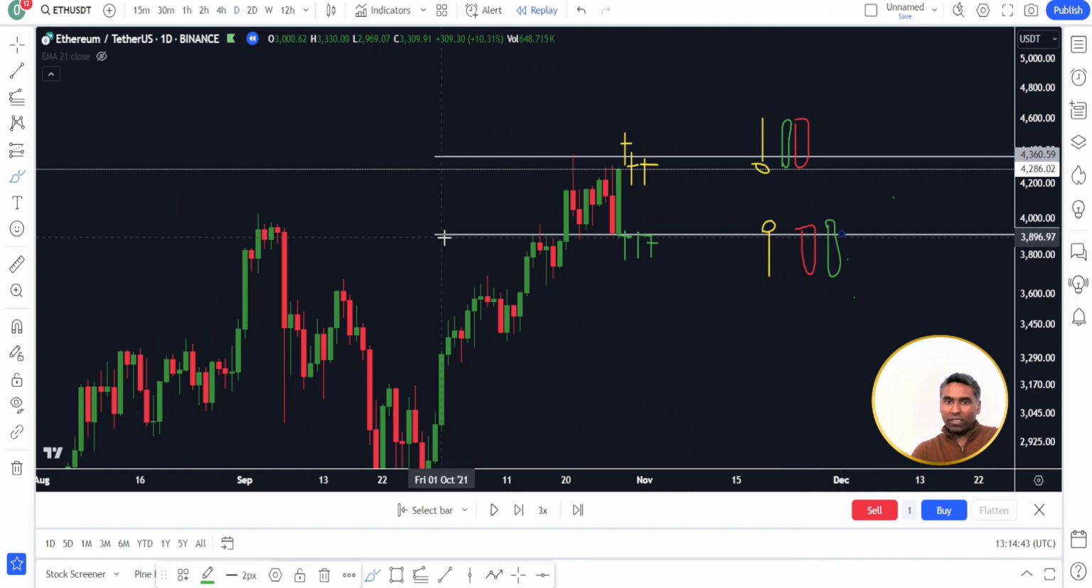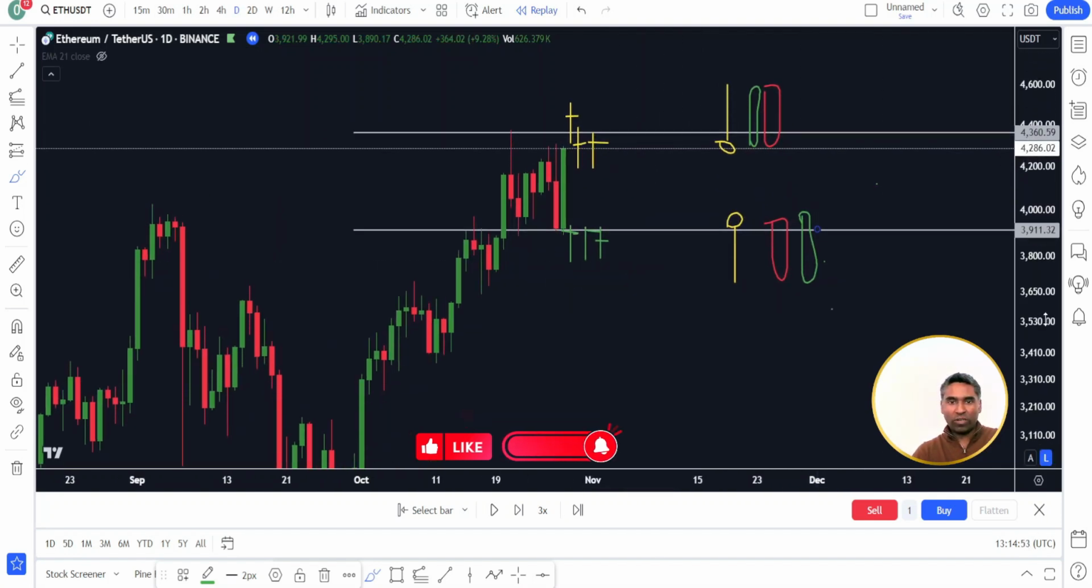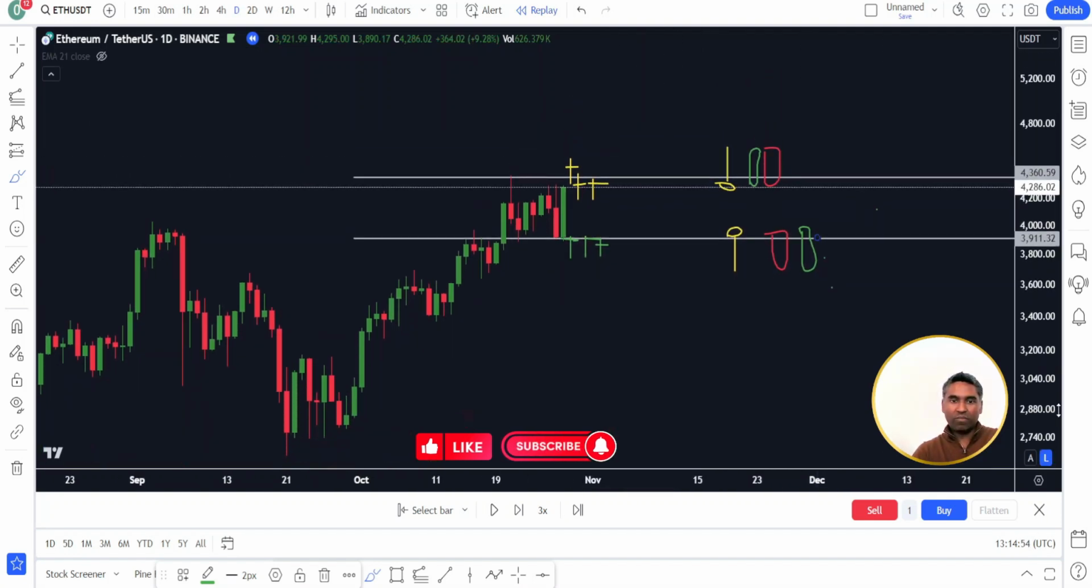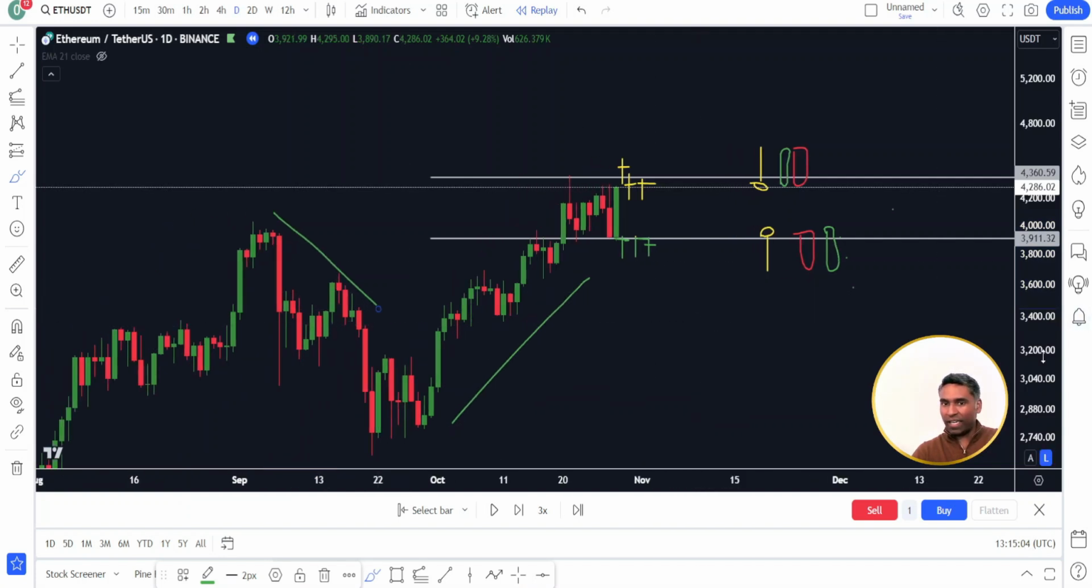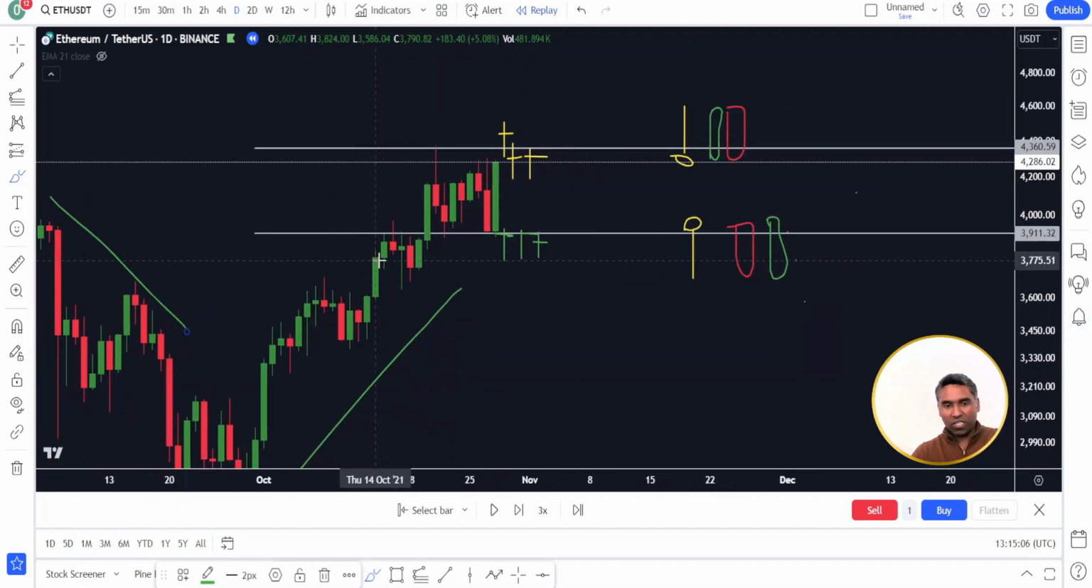Now that we have learned how to accurately draw our support and resistance levels and what price patterns we have to look for on those levels, it's time to learn how to enter the market. We know that in an uptrend, we only buy. In a downtrend, we only sell.